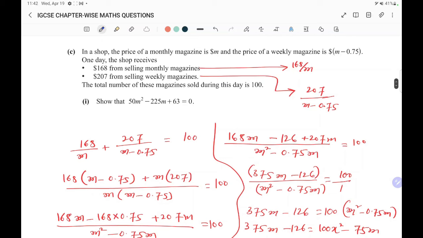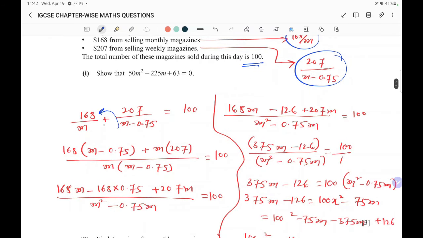Now C part, that says in a shop, the price of a monthly magazine is $M and the price of a weekly magazine is M minus $0.75. One day, the shop receives $168 from selling monthly magazines. So the number of monthly magazines will be 168 over M, and $207 from selling weekly magazines. So the number of weekly magazines will be 207 over M minus 0.75, right? Now the total number of these magazines sold during this day is 100. So just add. So 168 over M plus 207 over M minus 0.75 equals 100.